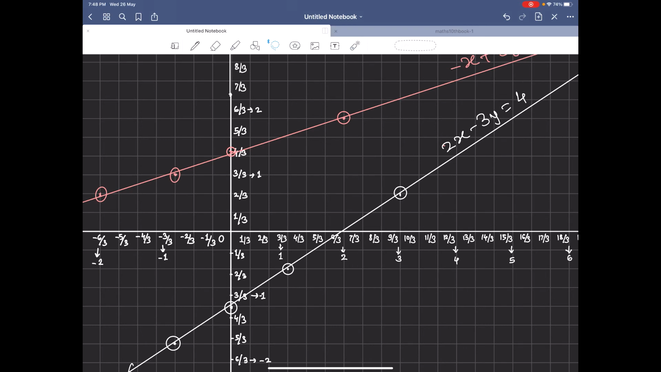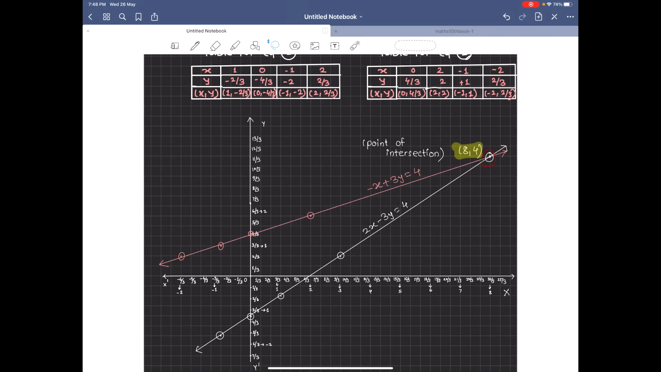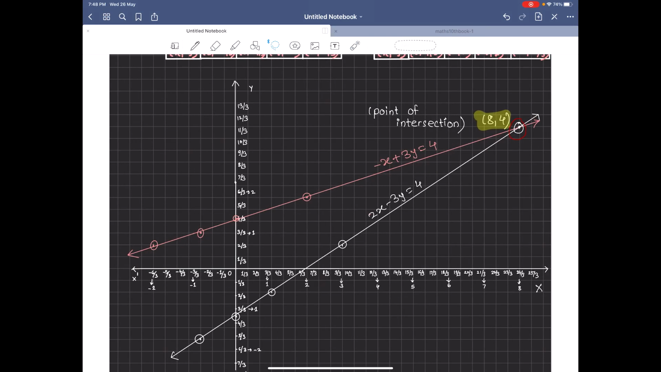Now plot these points on the graph paper. You will get their point of intersection at this, that is 8, 4. You can see this 8, 4. So when you plot the points, you will not get the point of intersection, but you have to draw the lines. After drawing the lines, you will get one point of intersection, that is nothing but your solution.